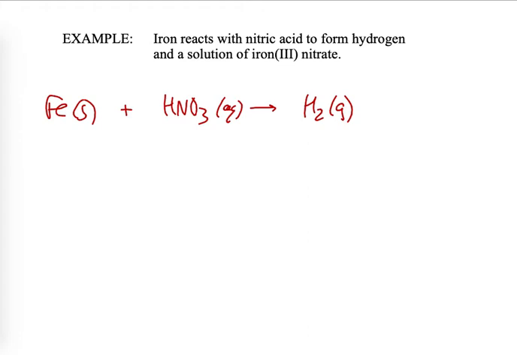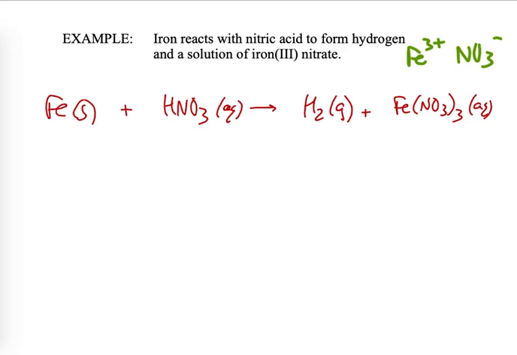Iron 3 nitrate, iron 3 means iron with a 3 plus charge. Nitrate from my nomenclature sheet has the formula NO3 minus, so I'll write the formula Fe(NO3)3, and because I'm told it's a solution of iron 3 nitrate, I will indicate the physical state as aqueous. Okay. So that's step 1. I have all the formulas and I have the correct physical states. So now let's balance the equation.